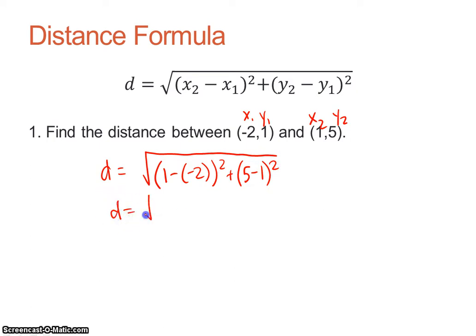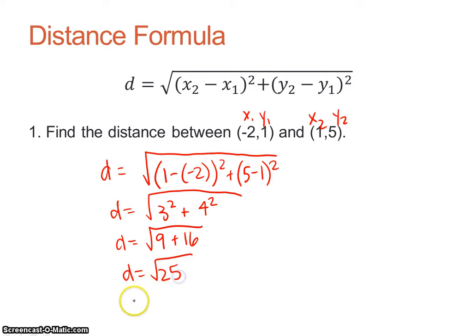Let's simplify our radical. 1 minus a negative 2 is 1 plus 2, so we have 3 squared. And then 5 minus 1 is 4, so we have 4 squared. We keep simplifying. We have 9 plus 16. So our distance is the square root of 25, which simplifies nicely to 5. So the distance between negative 2, 1 and 1, 5 is 5 units. It's as easy as that.